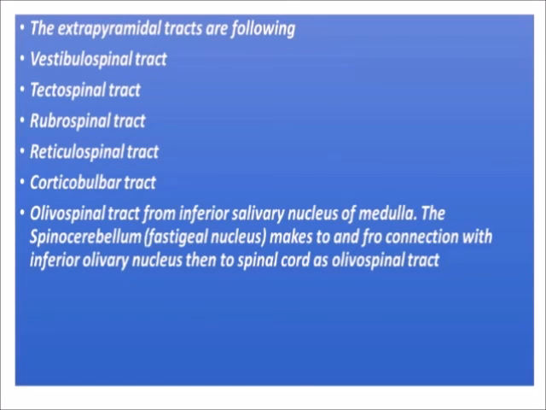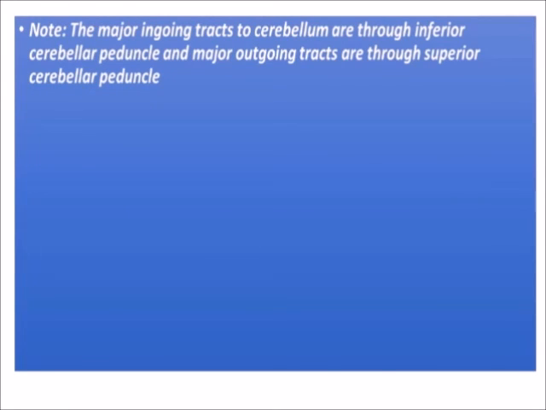Thus, we have known that extrapyramidal tracts are the following: vestibulospinal tract, tectospinal tract, rubrospinal tract, reticulospinal tract, corticobulbar tract, olivospinal tract, which is from the inferior olivary nucleus of the medulla. The spinocerebellum makes to and fro connection with the inferior olivary nucleus, then to the spinal cord as the olivospinal tract. One must note here that the major ingoing tracts to the cerebellum are through the inferior cerebellar peduncle, and major outgoing tracts from the cerebellum are through the superior cerebellar peduncle.